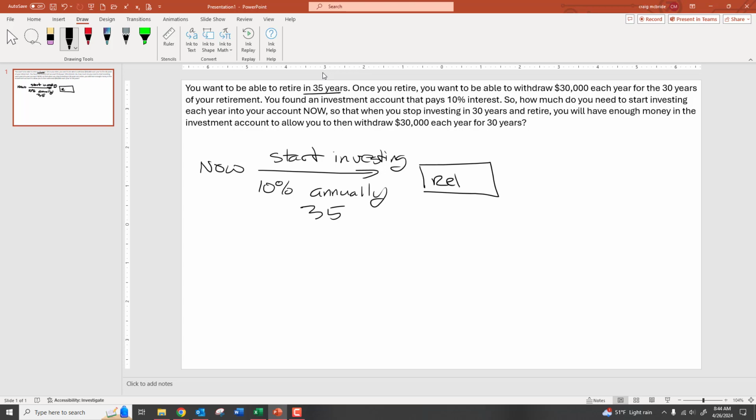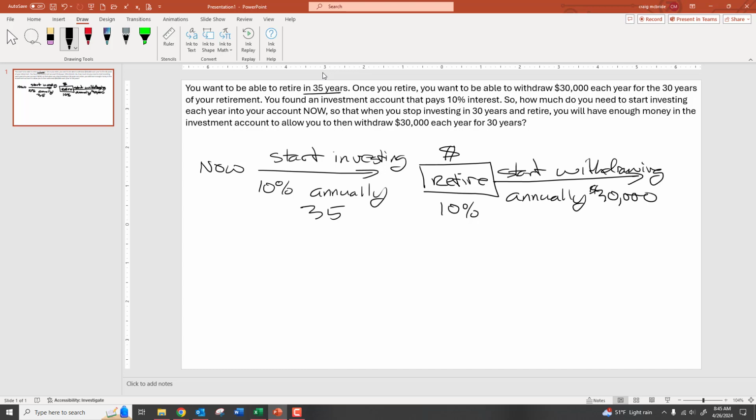Retirement. You retire. And when you retire, you're going to have some big lump sum of money in this account that is still earning 10%. But now you've retired, so you're no longer putting money in. Now money's coming out, right? So this is where you start withdrawing. And you're going to withdraw annually, right? That 30,000, and you're going to do that for 30 years.